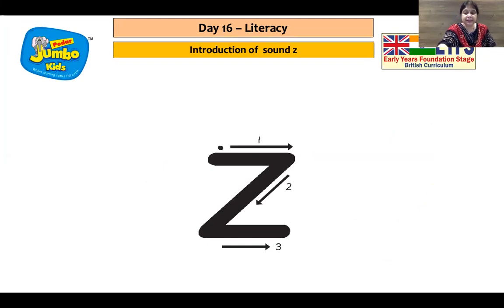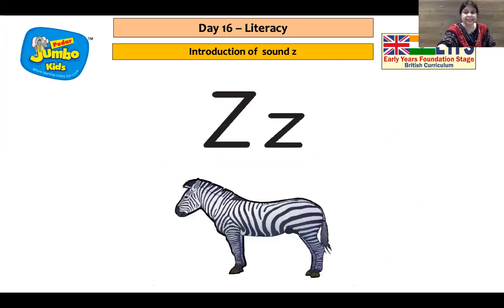And now let's see how to write the uppercase letter. And here is the uppercase Z. So children, can you see? Both uppercase and lowercase, they both look the same. So let's write the uppercase Z.